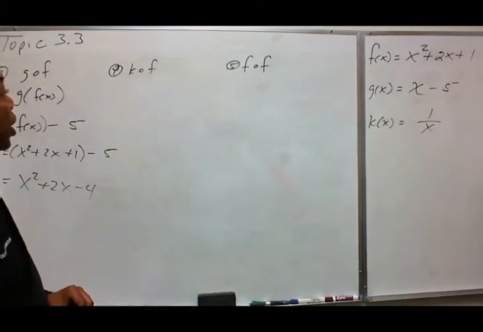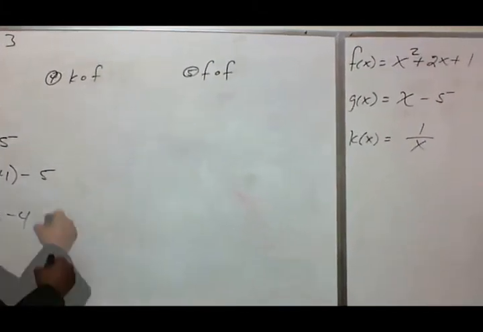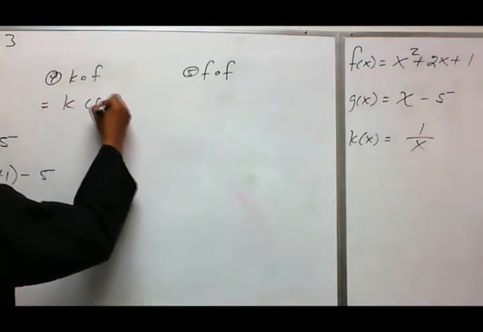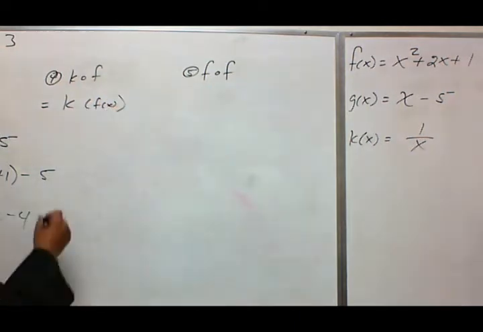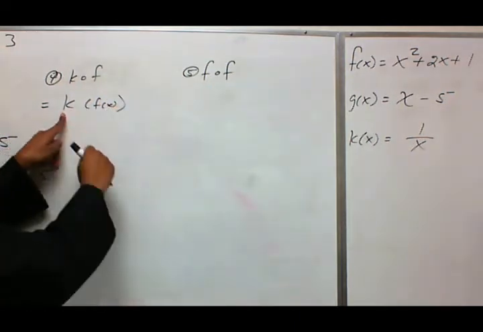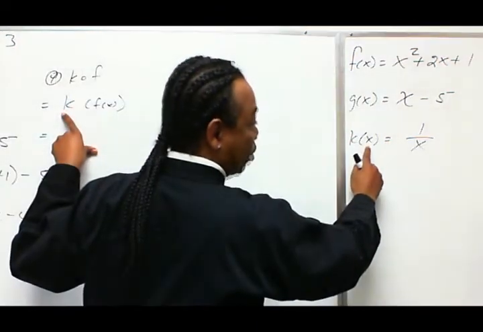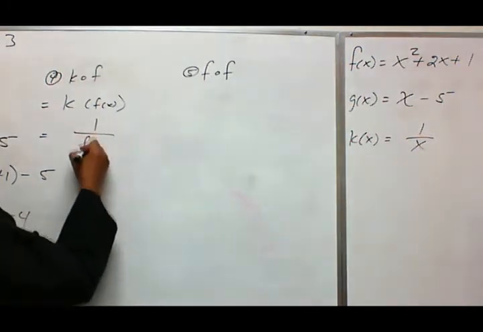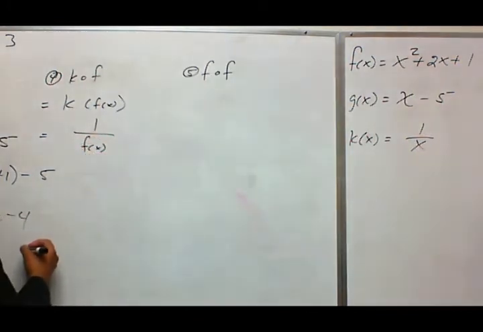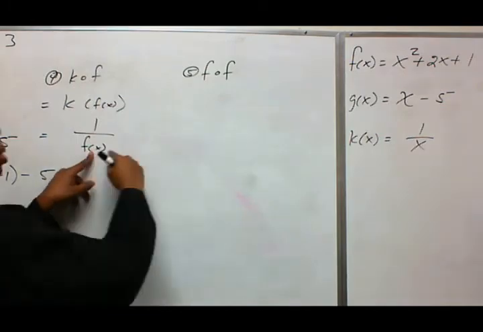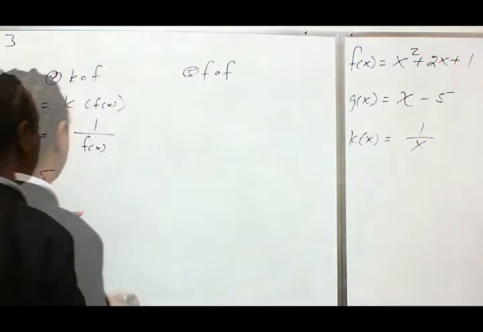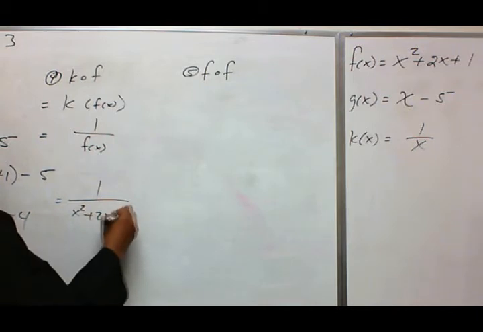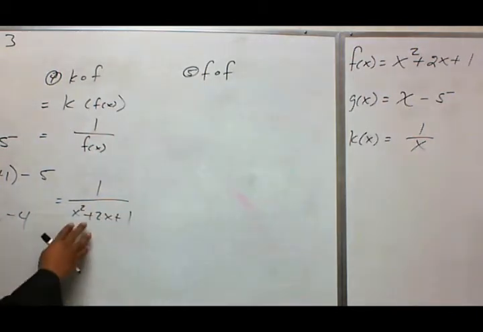Now the function k of f, k composed with f. This is interpreted as the function k is the outer function and the function f as the inner function. The outer function k is represented here. The input here, x, is the 1 over the input. So 1 over the input here will be 1 over f of x. And f of x now can be represented by x squared plus 2x plus 1. So this will equal 1 all over x squared plus 2x plus 1. That's our final form.